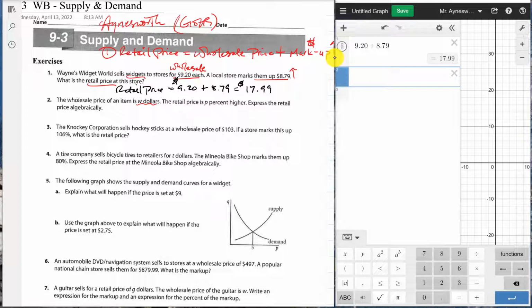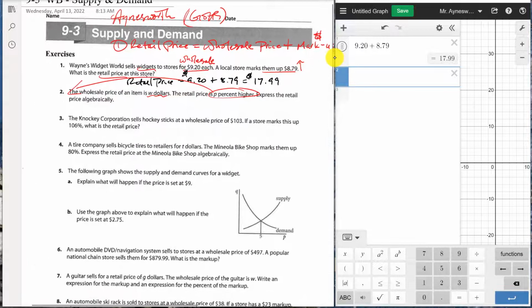We're basically going to do the same thing. The only thing is we have to figure out what the markup is, because it doesn't give us a markup, it gives us a percentage. So the first thing we need to understand is we're going to take P% off to the side and write P% as a fraction. Percent means per 100, so P% is P per 100.